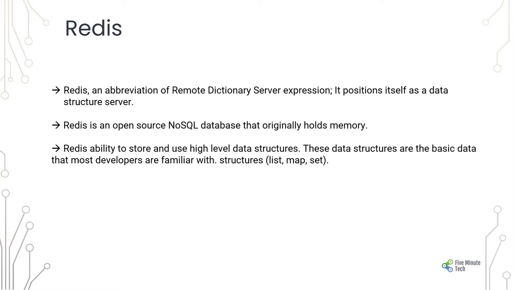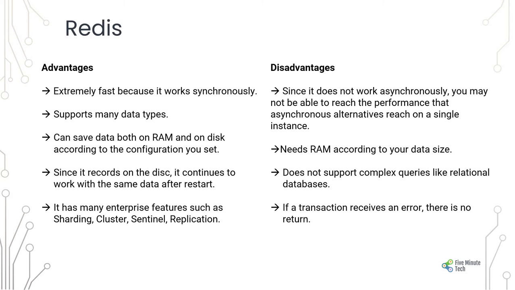So what are the benefits and disadvantages of Redis? The advantages are that it is extremely fast because it works synchronously. It supports many data types and can save data both on RAM and on the disk. Since it records data on the disk also, it continues to work with the same data after restart. And it also has many enterprise features like sharding, cluster, replication and Sentinel.